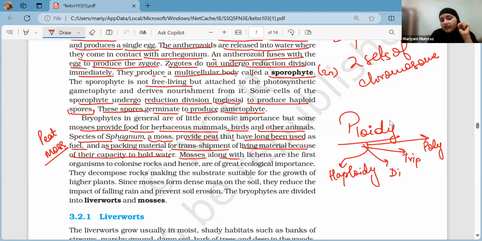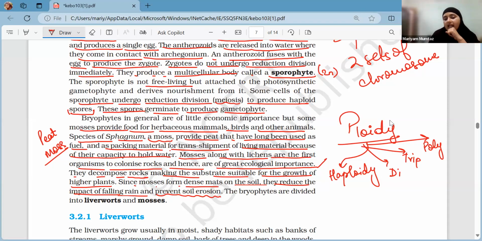Now, mosses along with lichens are the first organisms to colonize rocks and hence are of great ecological importance. They decompose rocks, making the substrate suitable for the growth of higher plants. Since mosses form a dense mat on the soil, they reduce the impact of falling rain and also prevent soil erosion. Clear? And these bryophytes are divided into two, that is liverworts and mosses. Just like how algae was divided into chlorophyceae, rhodophyceae, in the same way here, liverworts and mosses are the two divisions of the bryophyte.